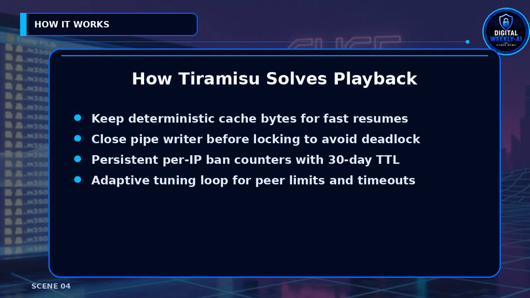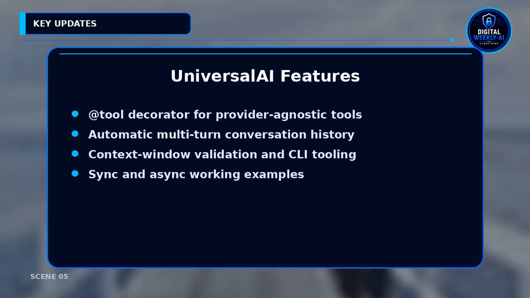Pipe close deadlock, fixed by closing the writer before taking the mutex. Flaky peers sending corrupted pieces, fixed with persistent per IP ban counters and a 30-day TTL. An adaptive tuning loop and shield flagged many corruptions.